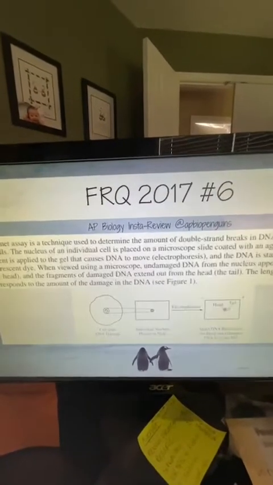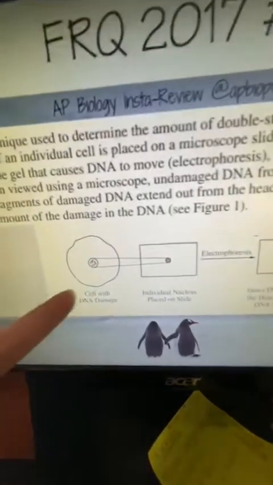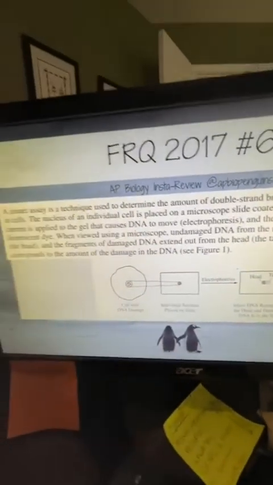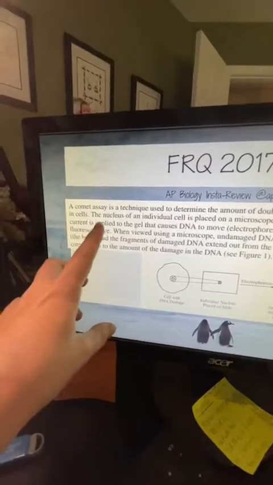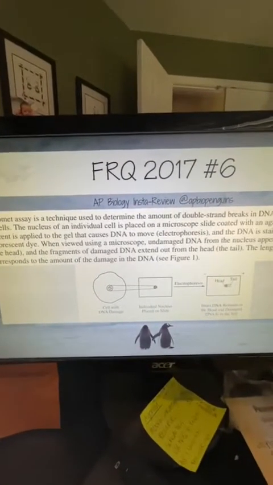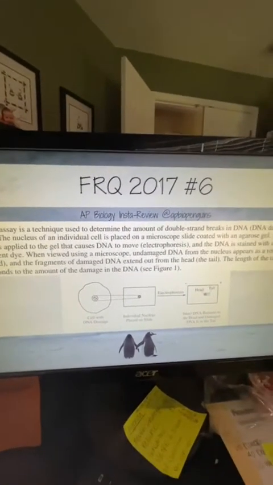Okay. So our very first question, we have, what the heck is this? Like that's a crazy diagram. There's a comet assay. It's a technique used to determine the amount of double-stranded breaks in DNA. What? Wait, there's a comet assay? I never learned about this in my class, is what you're probably thinking to yourself. And that's what probably happened on the AP exam, because I never talked to my students about comet assays.